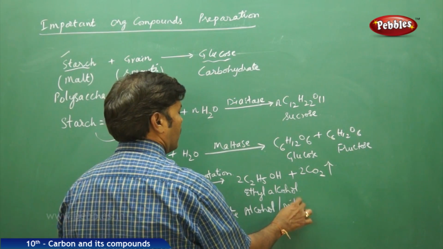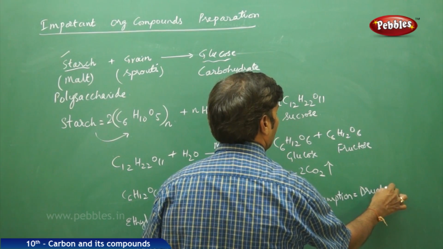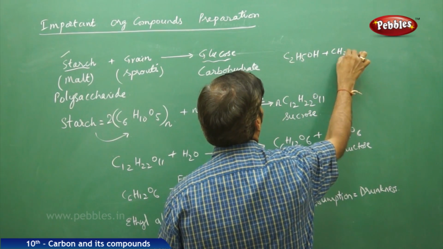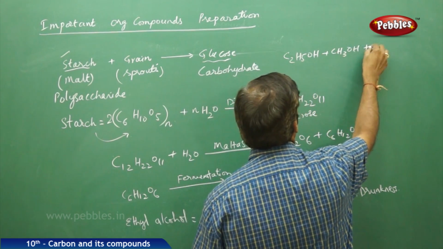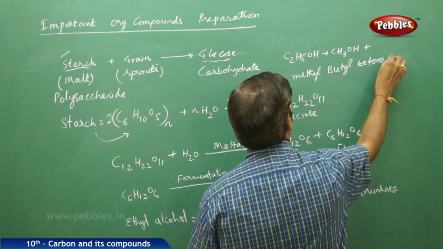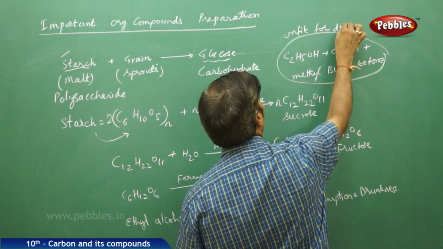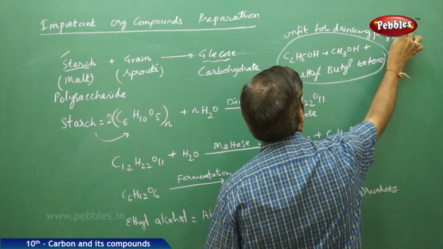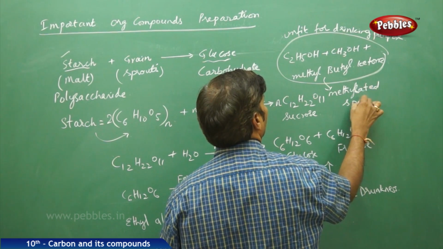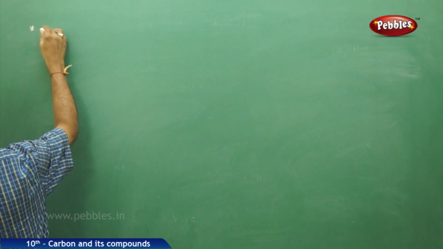Mild consumption of absolute alcohol gives drunkenness. The same ethyl alcohol mixed with a small amount of methanol and a little methyl butyl ketone is unfit for drinking purposes, and we call this methylated spirit.